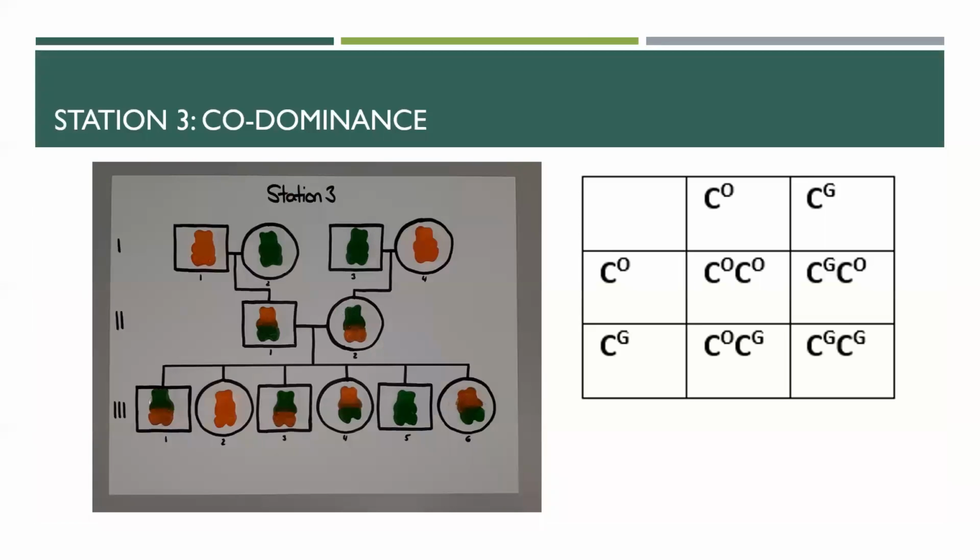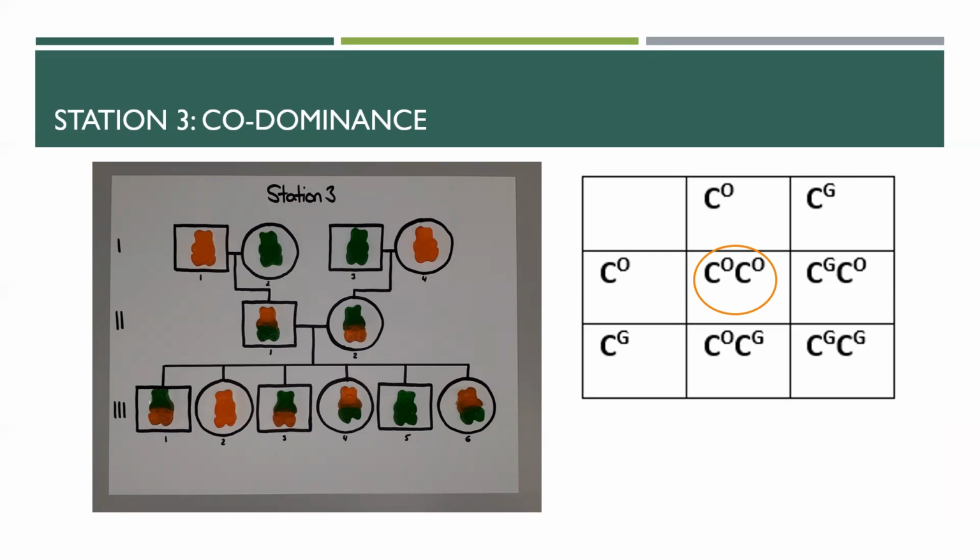We can draw a Punnett square to represent the possible combinations for the third generation. We use C for the color gene and superscripts O and G for the equally dominant orange and green alleles. We need a homozygous orange genotype to produce a pure orange. So there would be a 25% chance that the 7th offspring would be orange.